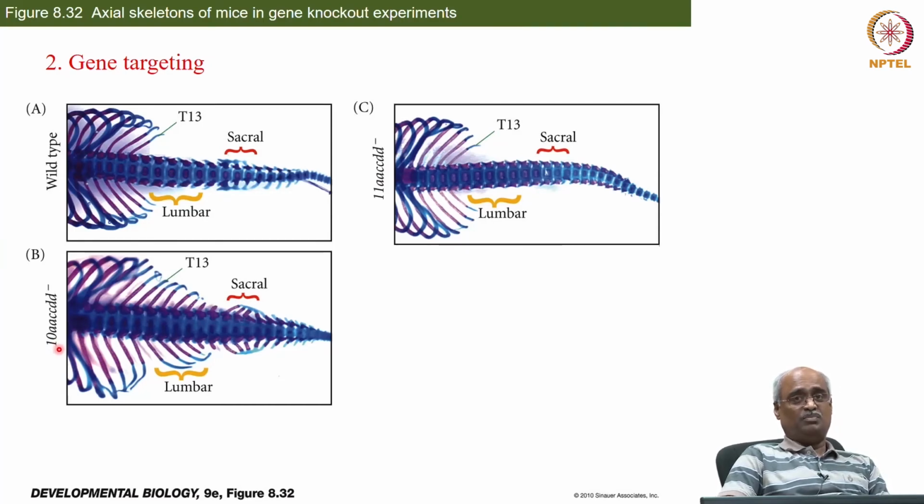Here you have 4 copies, and therefore all 4 need to be knocked out to get a phenotype. Otherwise they are redundant among themselves and they will lead to normal development. So when Hox10 A, C, D are all deleted, the 2 alleles of A, 2 alleles of C, 2 alleles of D.